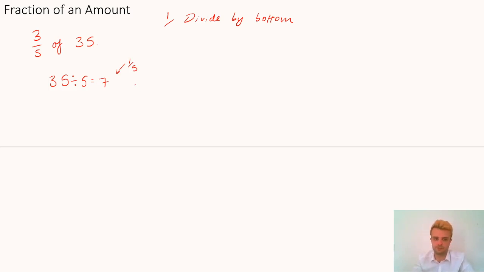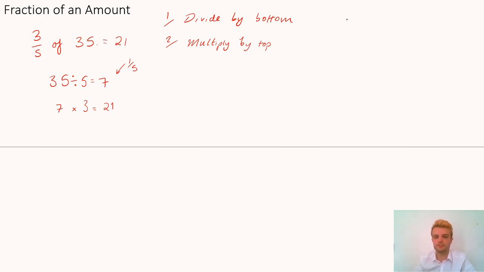We weren't asked for 1/5, we were asked for 3/5, which is why step 2 is to multiply by the top of your fraction, which is the numerator. So we divided by the 5, which is the bottom of the fraction. We now multiply by the top of the fraction. So we take that 7 that we worked out before and multiply it by 3, which is the top of the fraction. And 7 times 3 is 21. So 3/5 of 35 is 21.